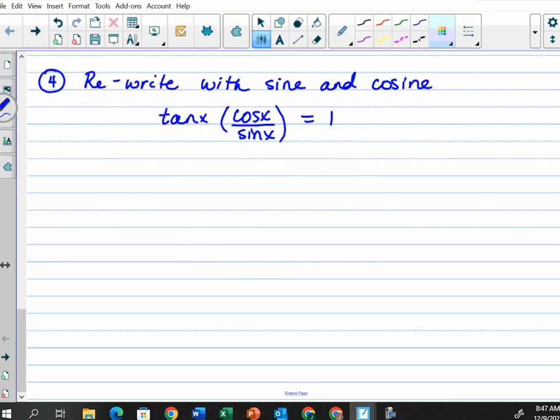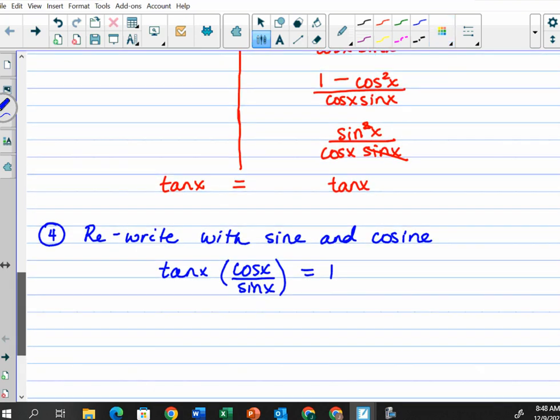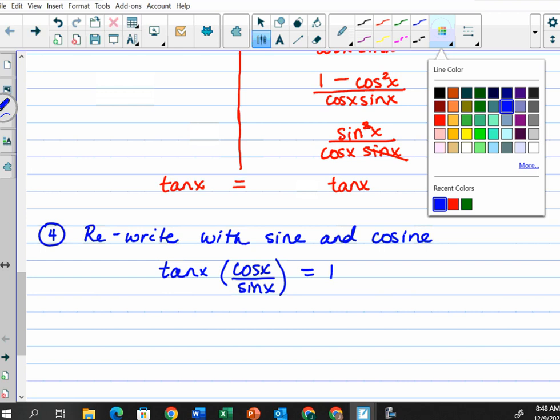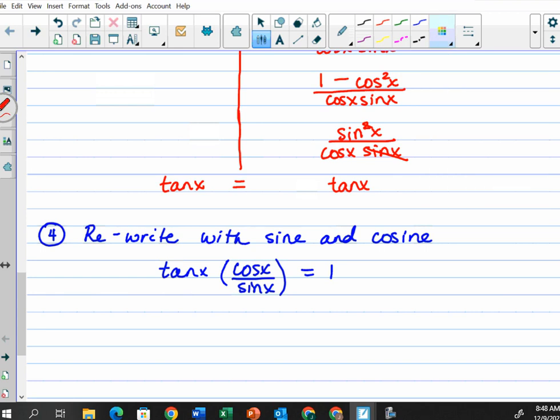All right. Rewrite with sine and cosine. There's several ways you could do this one. Isn't it just tangent squared? No, it's tangent times cotangent. That is one way you could do it. Or, what could I turn tangent into? Either of those are fine. So cosine over sine is cotangent.